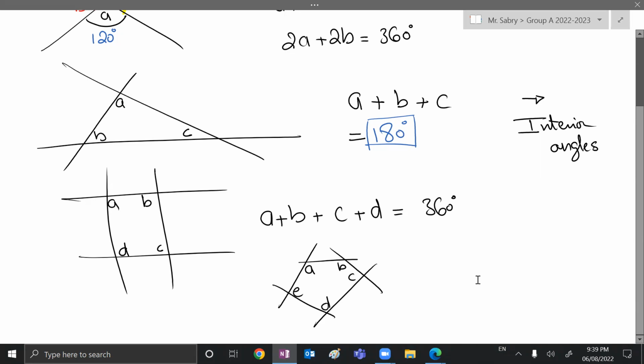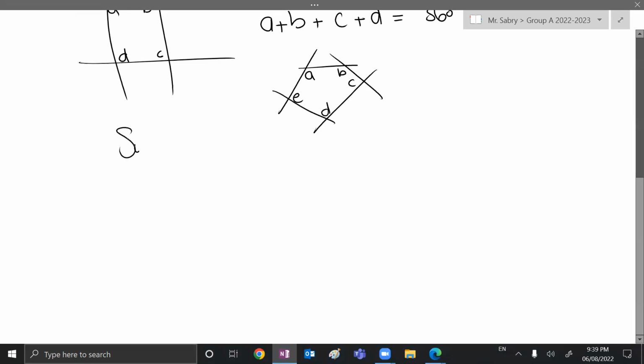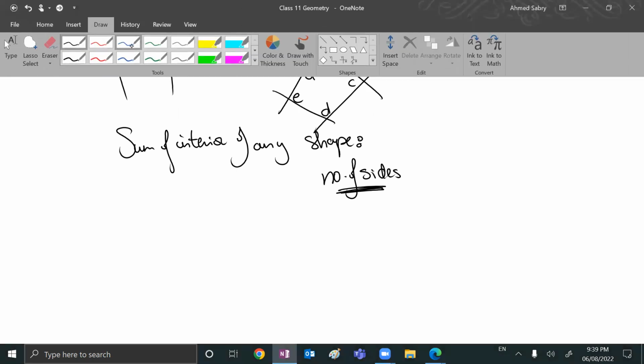So there is a rule to know the sum of the interior angles of any shape, depending entirely on the number of sides. If you know the number of sides, you can use this rule to get the total sum of all the angles inside that shape.